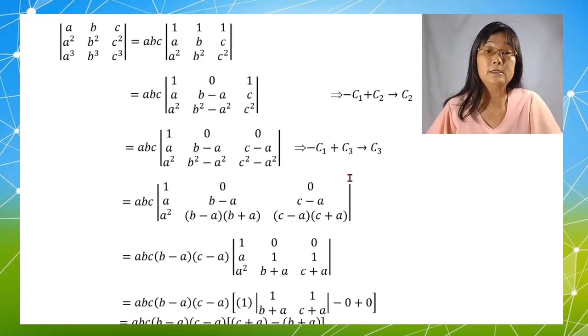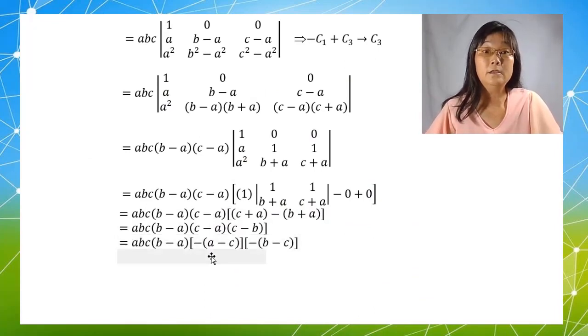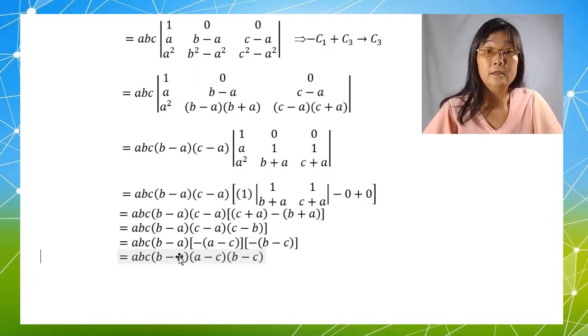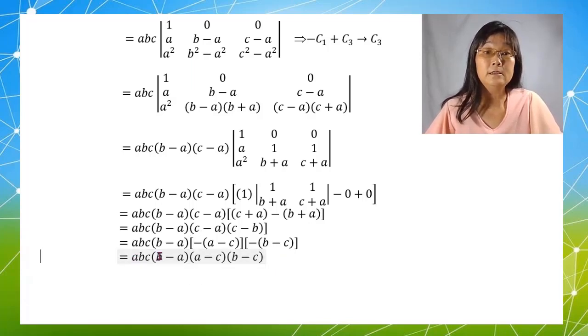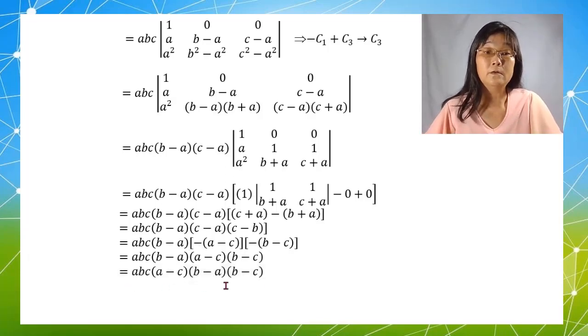So now, in order to change C minus A into A minus C, I factorize the negative out. And also, in order to change C minus B into B minus C, I factorize the negative out. Now negative, negative becomes positive. Then I'll get the answer here. Now I rearrange the position. Now I get the final answer.